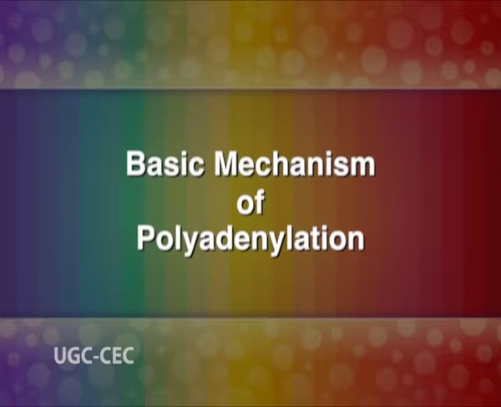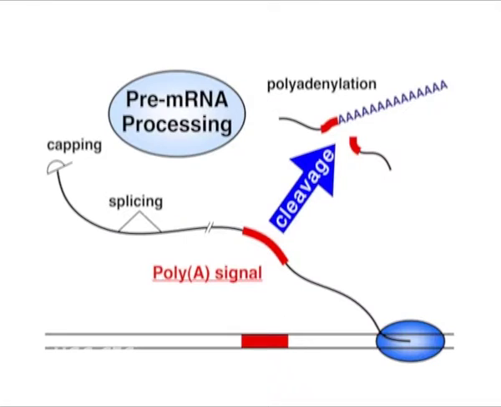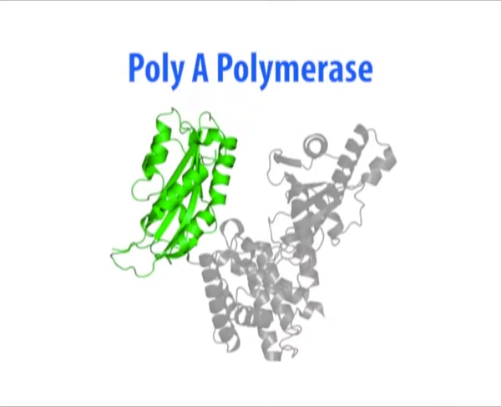Next is the basic mechanism of polyadenylation. Transcription of eukaryotic genes extends beyond the polyadenylation site. The transcript is cleaved and polyadenylated at the 3' end created by cleavage. Most eukaryotic mRNAs and their precursors have a chain of AMP residues about 250 nucleotides long at their 3' ends. The poly-A tail is added post-transcriptionally by the enzyme poly-A polymerase.